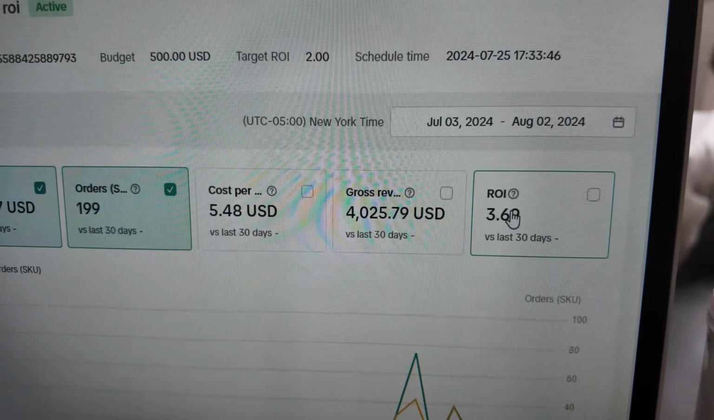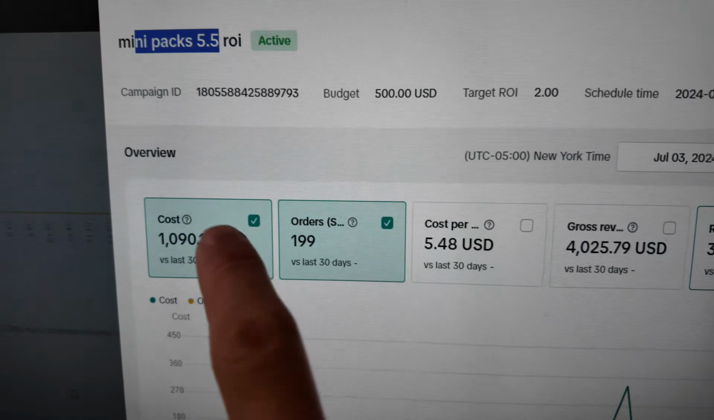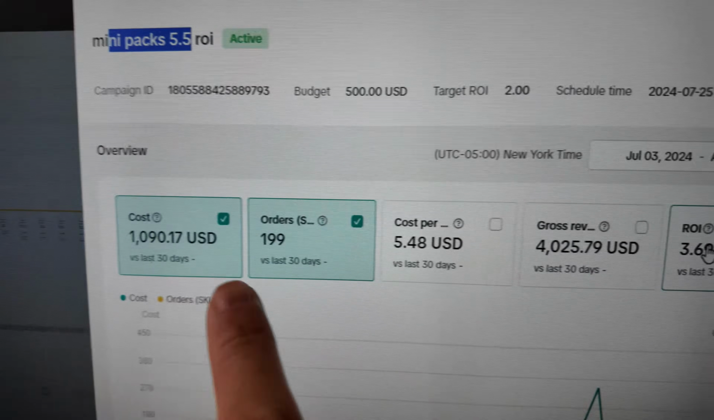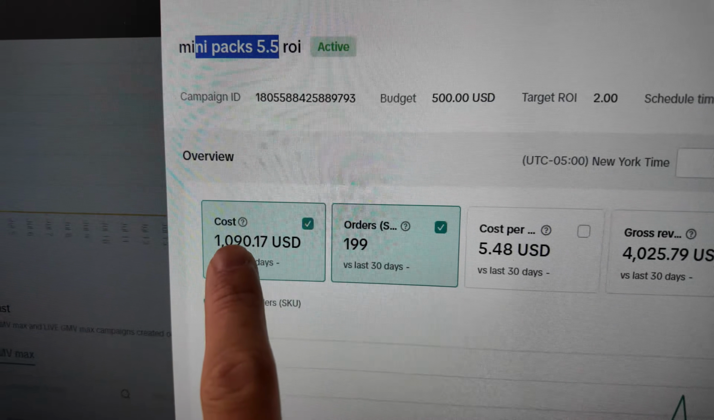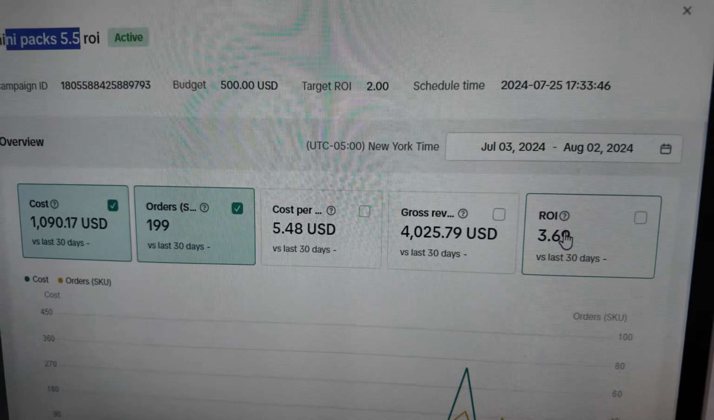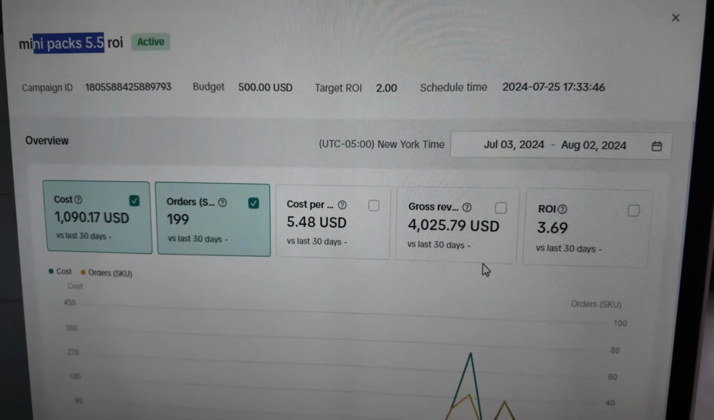ROI means return on investment, and that is just a multiple of how much money you spent on ads compared to your gross sales. So if you take $1,090 and multiply that by 3.69, you'll get the gross revenue of $4,025 here.